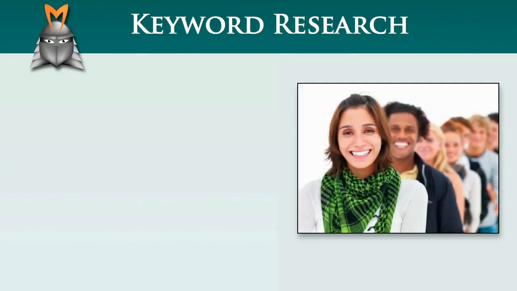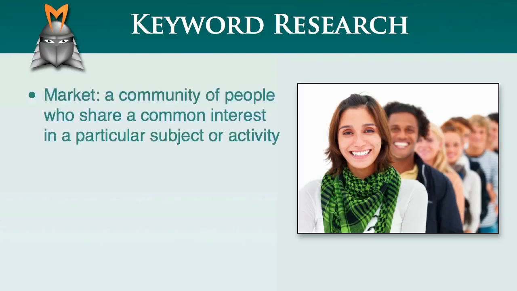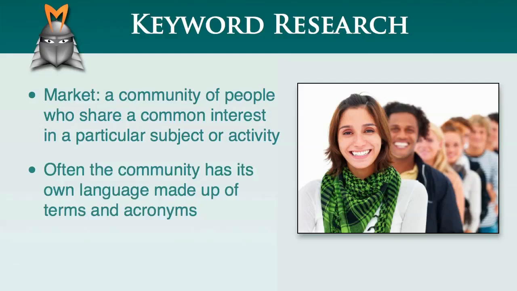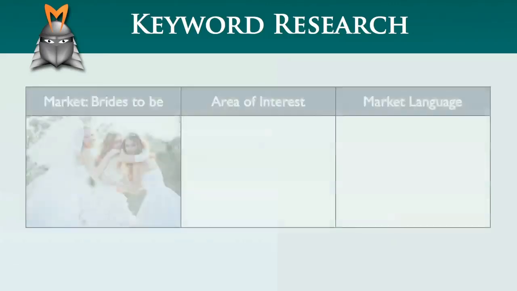When you first start exploring the world of internet marketing, you'll often hear people talking about different online markets. The best definition of a market is that it is a community of people who share a common interest in a particular subject or activity. Often this community has its own language, which is made up of terms and acronyms that only make sense to other members of the community. The easiest way to understand this view of a market is to take a look at some examples.